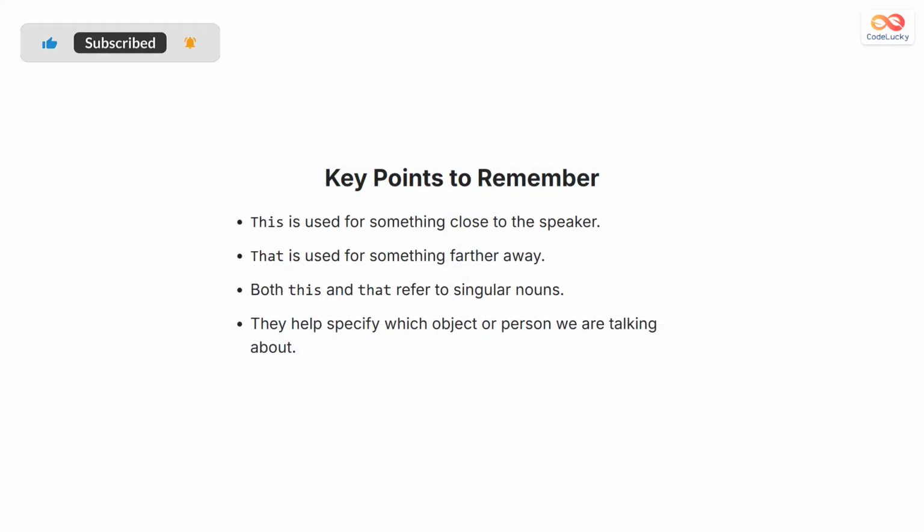Remember these important points. This is used for something close to you. That is used for something farther from you. Both this and that refer to singular nouns. These words help make your meaning clear when you point out people or things.